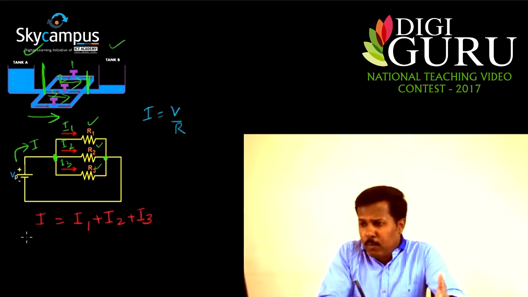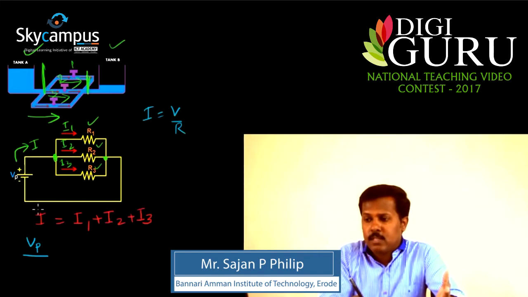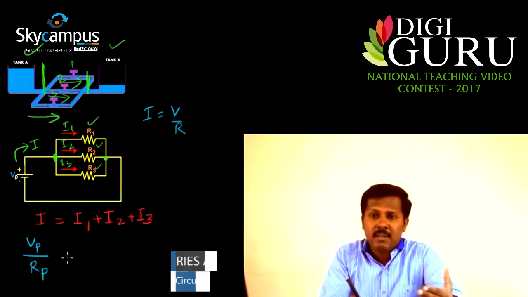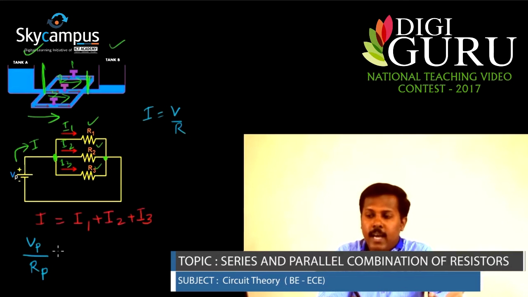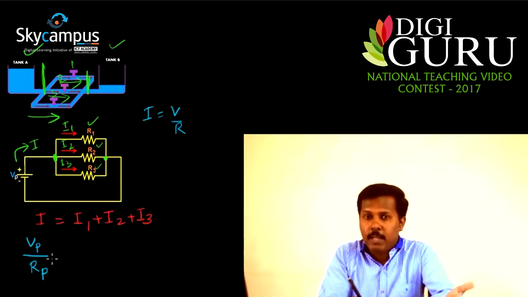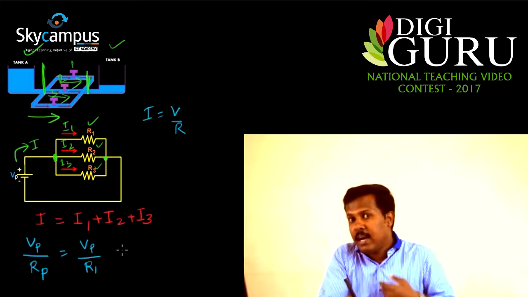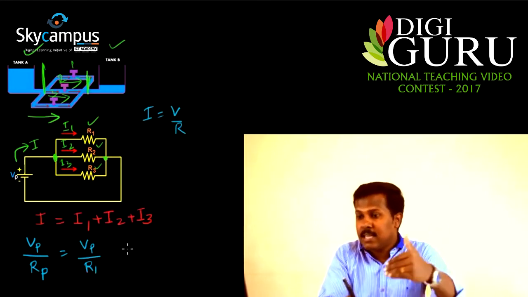So we can write Vp, the total potential difference of the circuit, divided by Rp, where Rp represents the total resistance in the parallel circuit. We don't know what that is actually. So that is the total current. The current is given by the voltage divided by the total resistance, which is equal to I1 plus I2 plus I3. What is I1? I1 is given by Vp divided by R1, because the I1 current is due to the flow of electrons through the resistor branch R1.